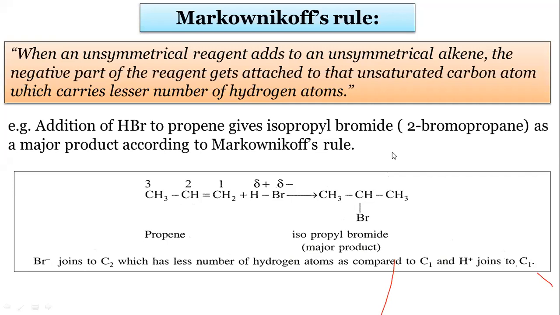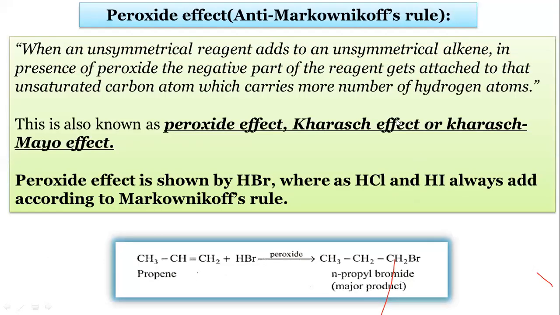Only 10 minutes are remaining. After 10 minutes, this lecture will be completed. The peroxide effect is also called Anti-Markovnikov's rule. There are three different names, remember carefully. Peroxide effect is the effect due to the addition of peroxide. It is also called Anti-Markovnikov's rule, and also called Kharash effect and Kharash-Mayo effect. What is this effect? I will explain now.